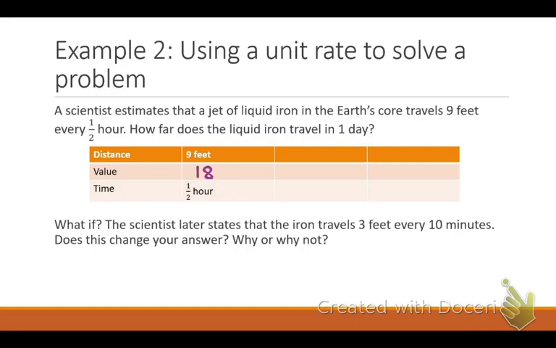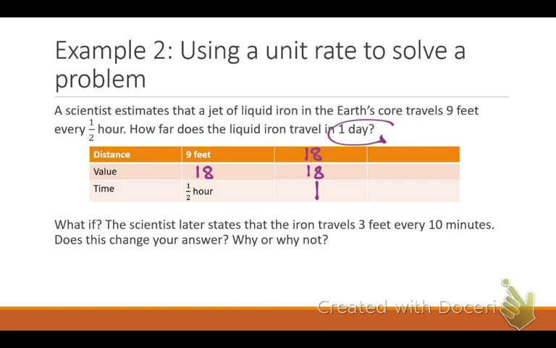So what it's saying is, now for 1 hour, that's my value. So how many feet does it go in 1 hour? 18 feet. Guys, let's think about this practically for a minute. If it goes 9 feet in a half an hour, how far does it go in an hour? 18 feet. So now this is where I stopped in example 1. I found my unit rate, 18 feet in 1 hour. But what did it ask me?